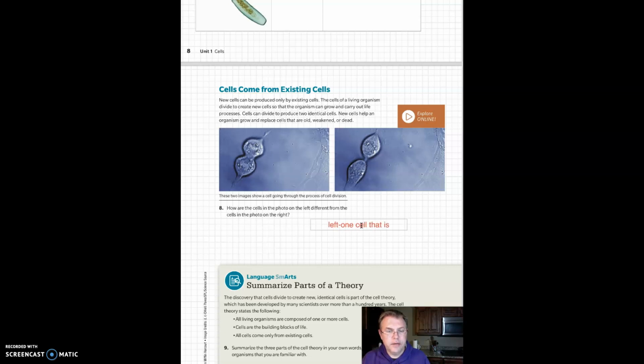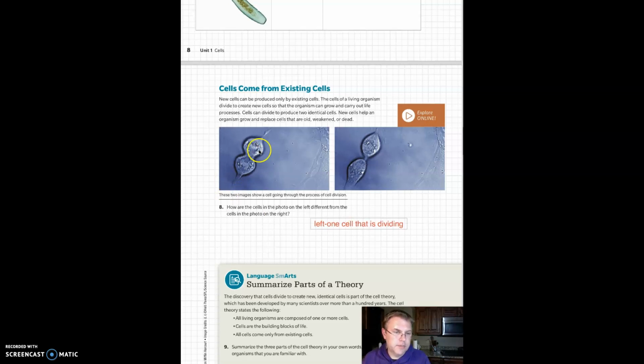that is dividing. You can still see that the cytoplasm is connected in this cell right here. It's starting to pinch in, but that is still one parent cell. On the right, you have two cells. So cell division has completed there, and we have two separate cells. These two cells came from the one existing cell.